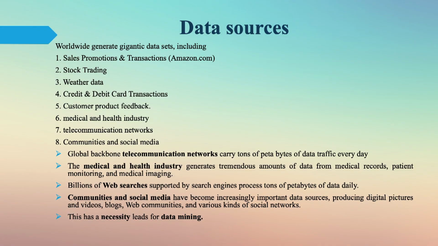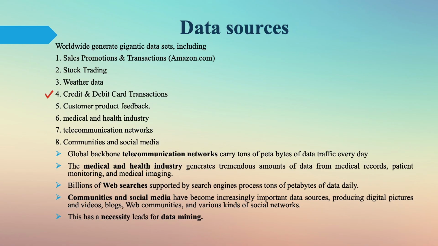Next is the weather data. The weather data is generated each and every minute, as the weather is changing. So we find data from the weather information, either the humidity or the wind, the climate and the direction of the air. Based on this, the weather data is processed to predict alerts. Next data source will be credit and debit card transactions.